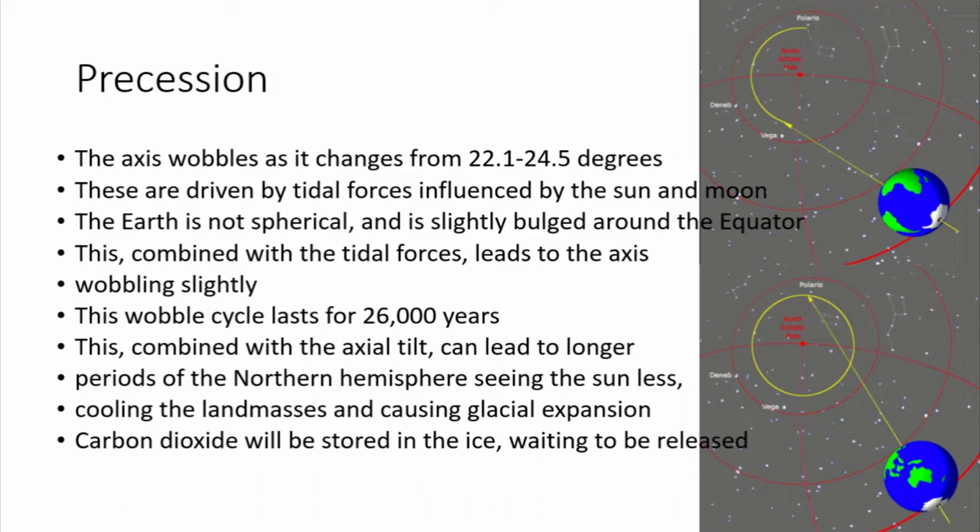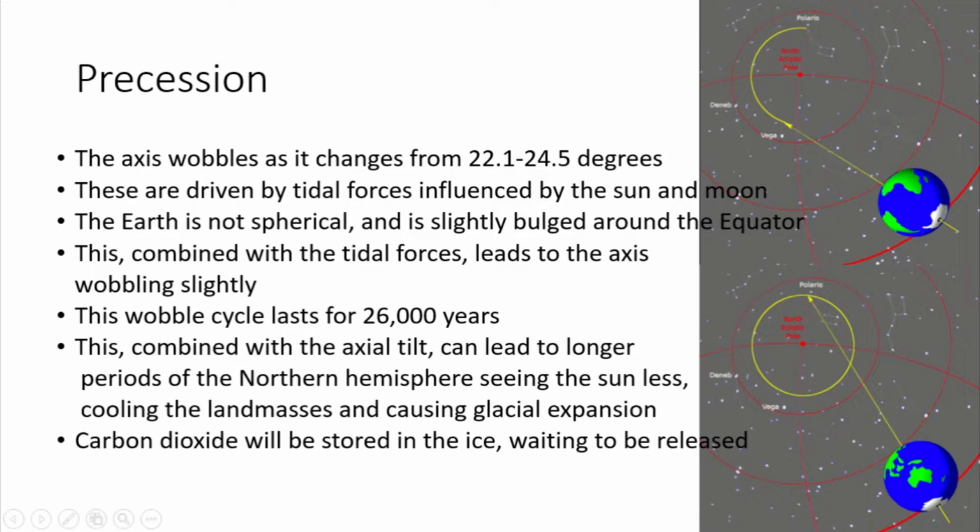These are caused by tidal forces influenced by the sun and moon. The Earth isn't spherical and is slightly bulged around the equator due to the Earth's spin. This, combined with the tidal forces, leads to the axis wobbling slightly. Each wobble cycle lasts around 26,000 years, and combined with the axial tilt this can lead to longer periods of the northern hemisphere seeing the sun less, cooling land masses and causing glacial expansion. Carbon dioxide will be stored in the ice waiting to be released. You can imagine how that is now.